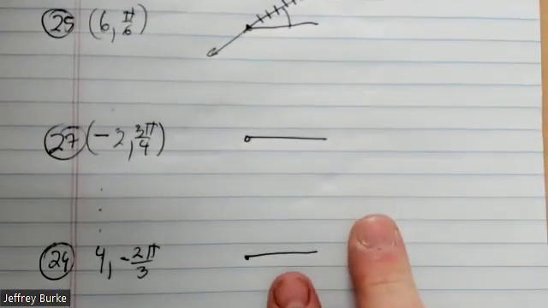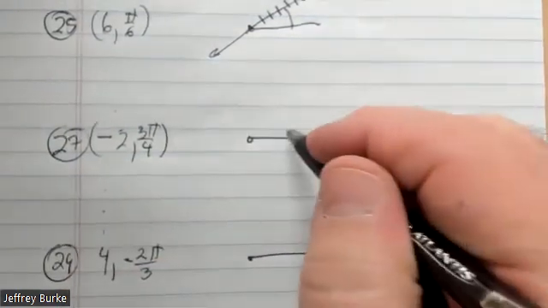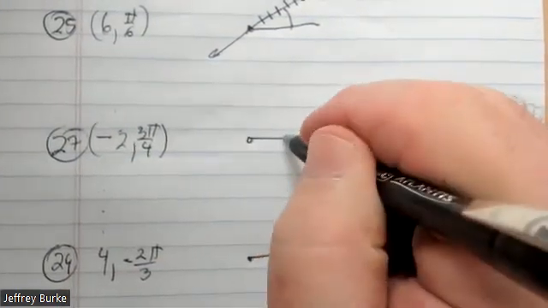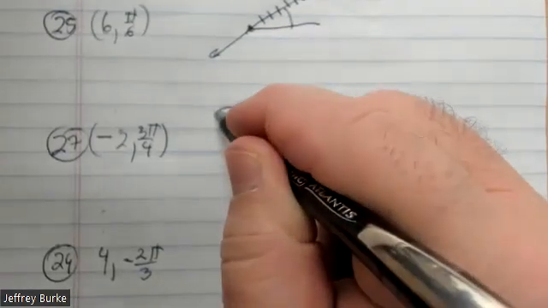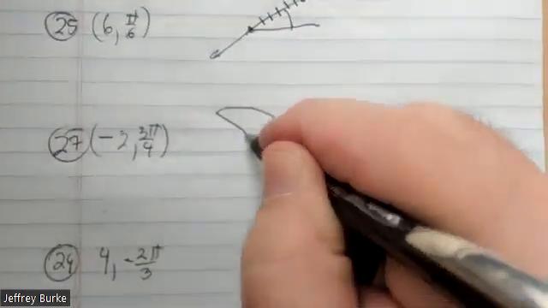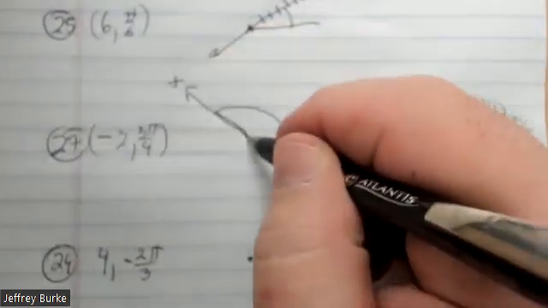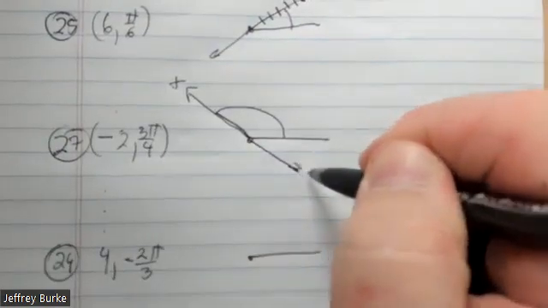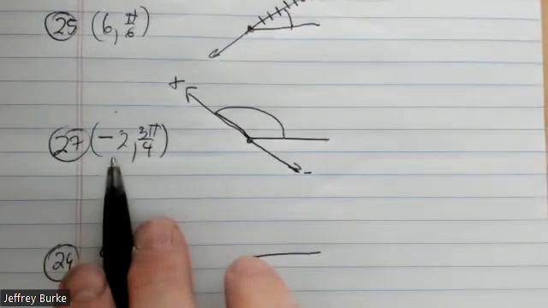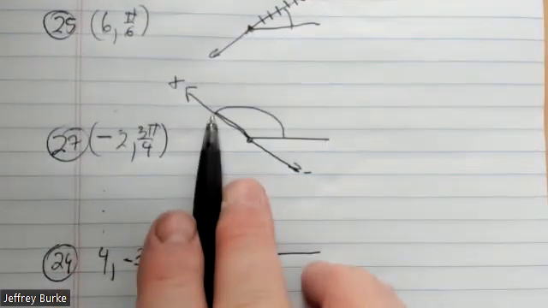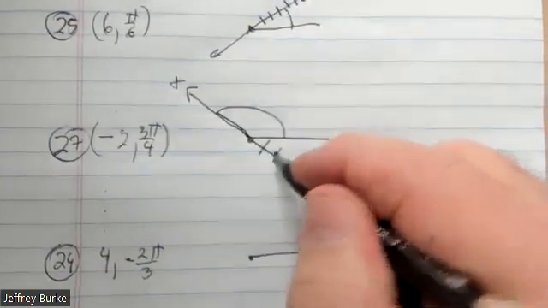I'll do one more. I'll leave you to figure out the last two. -2, 3 pi over 4. This one I want to show you. If you go 3 pi over 4, that's about over here. When I draw this, this is my positive part of the number line. Going the other way, that's my negative part of the number line. What is this telling me? -2. So here's my angle, 3 pi over 4. Count -1, -2, and there it is.